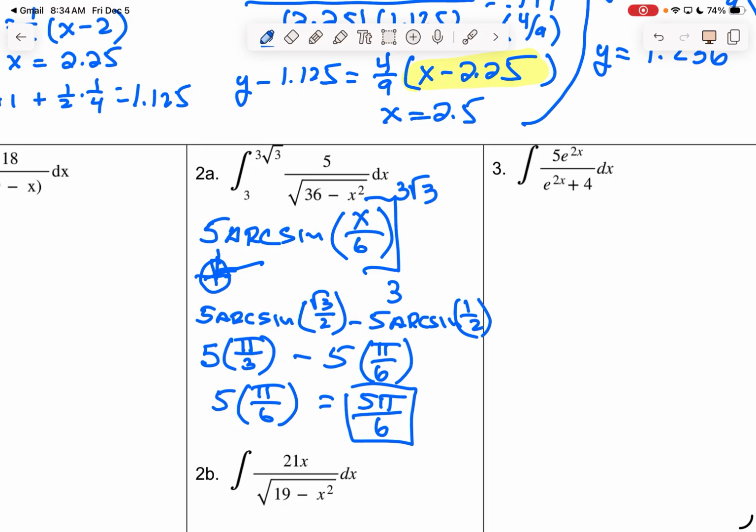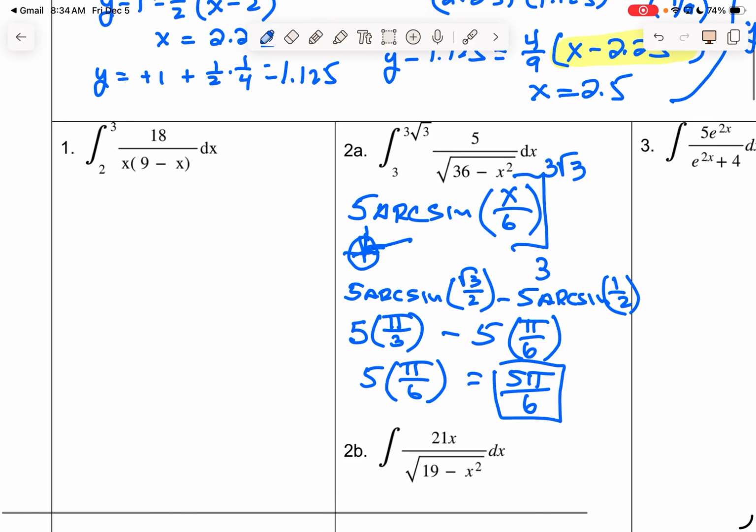Okay. If you're averse to using your unit circle, remember, it's the gift that keeps on giving away, that you keep giving away points. Okay? It's a gift that keeps giving away.